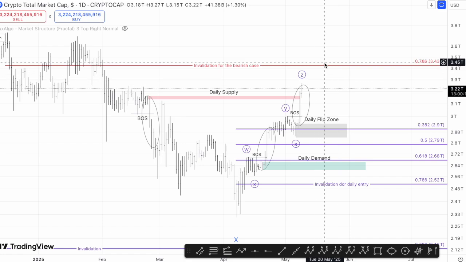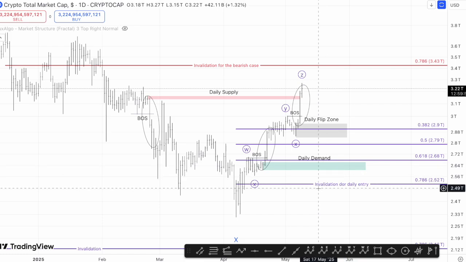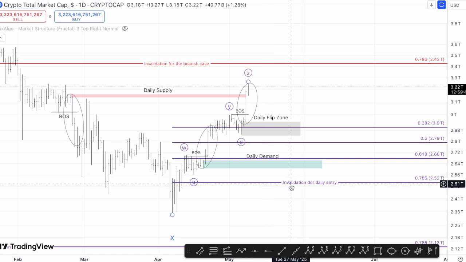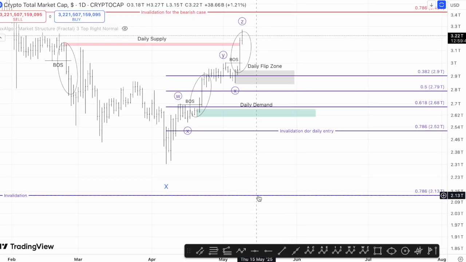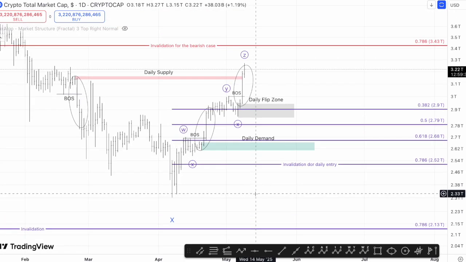Either way, even if it doesn't happen, if the price comes down back to these zones, as you can see, this flip zone right here sits well with the first Fibonacci level for wave X, so it's quite attractive. The second one as well, and both are above the invalidation level for the bullish case. I mean, this is the invalidation level for the bullish case on daily, and we talked about the invalidation, which is down here for the weekly chart. So yeah, that's it.